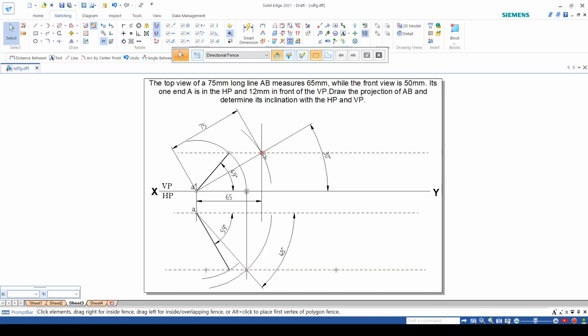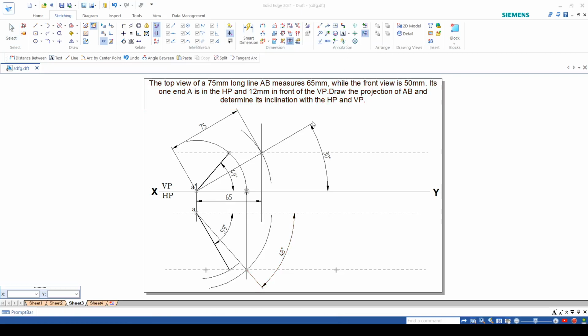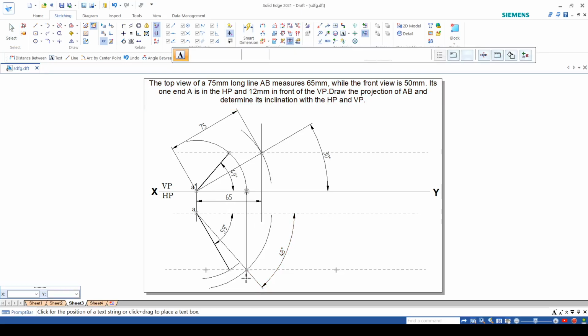Now again this is B and B dash. Let me mark it also. So this is B, this is B dash, this is B1, this is B1 dash.